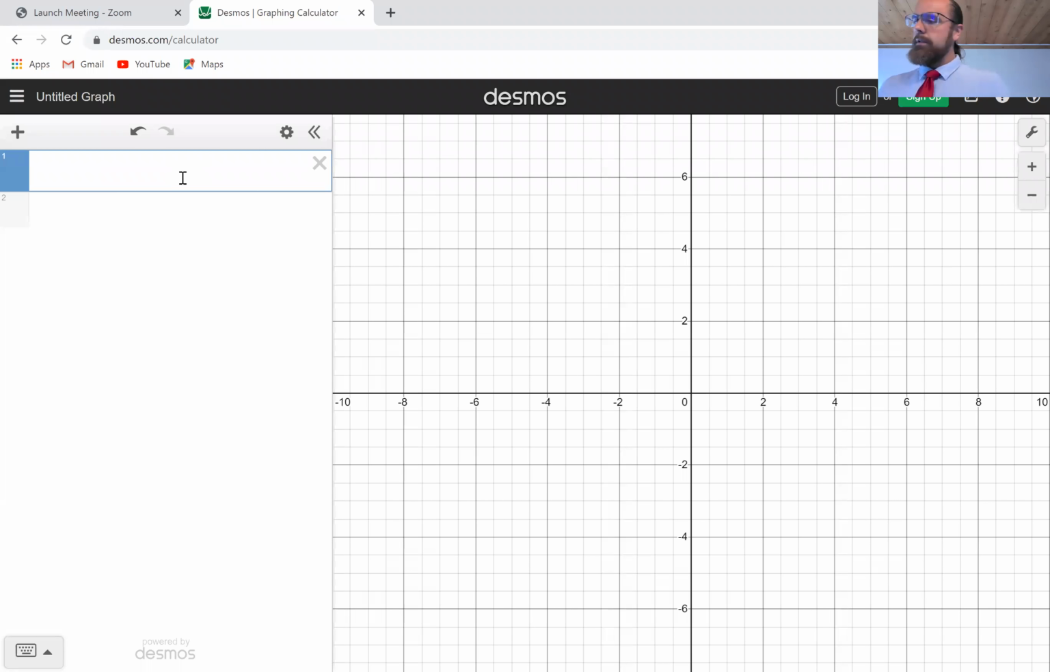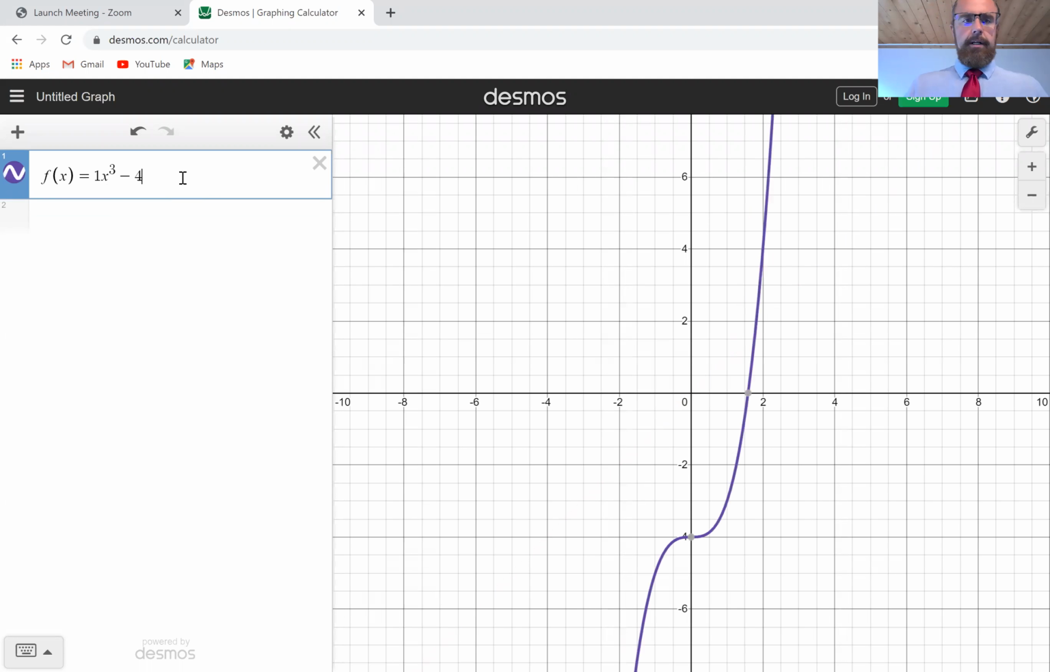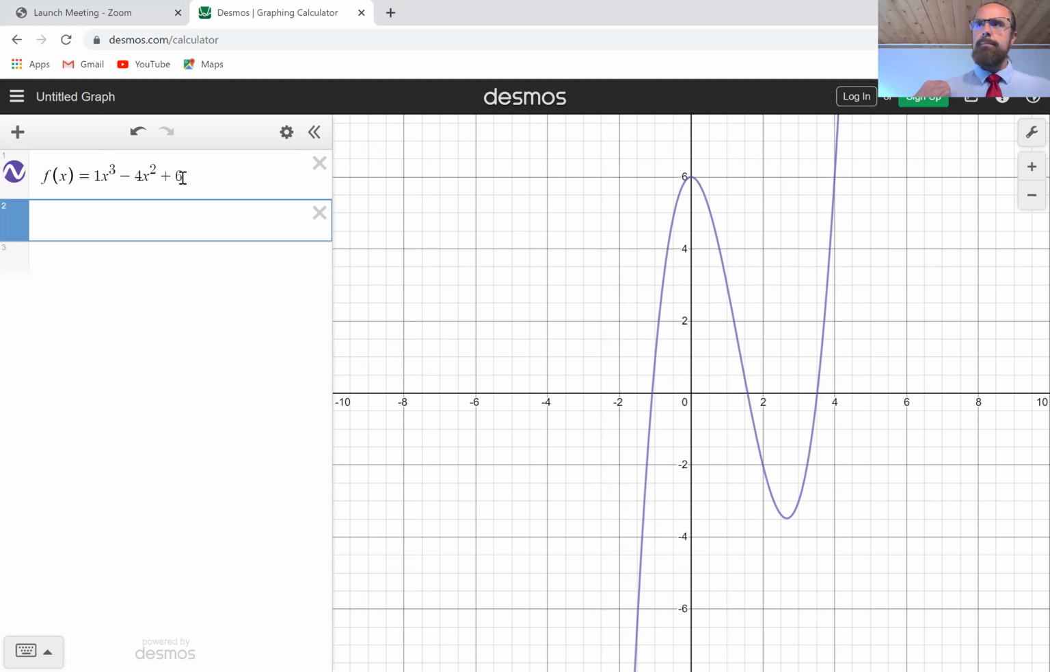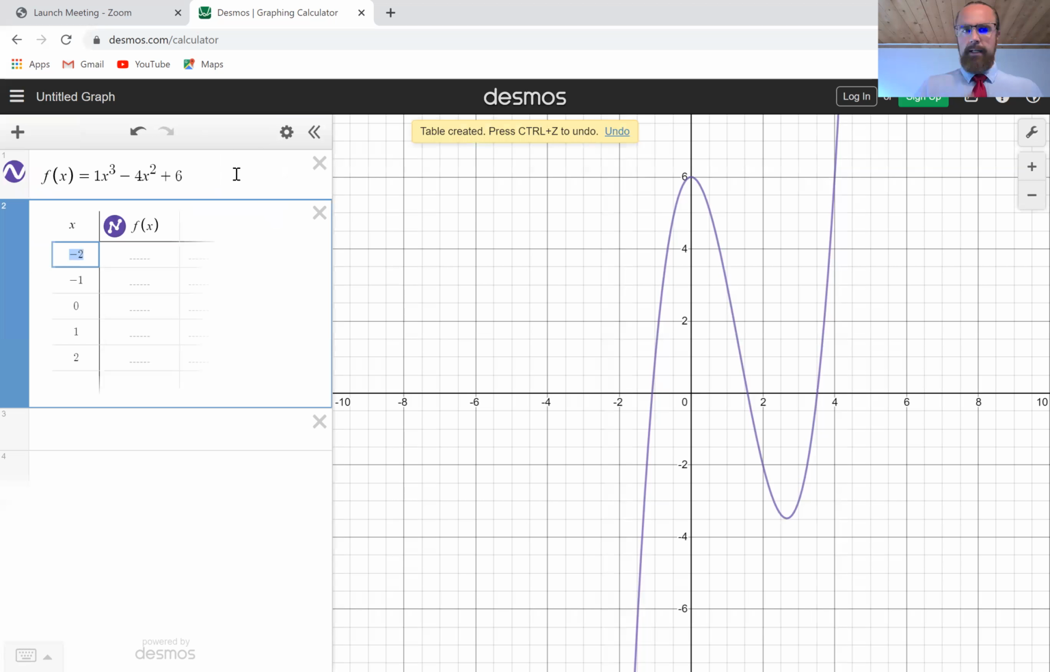So here I'm going to type in the function, which again is f of x equals 1x to the power of 3 minus 4x squared plus 6. So there's my function. I can see the graph there on the Desmos view, and it does essentially what we predicted. The left arm is going down, the right arm is headed up. There is a very exaggerated curve in the middle. So I want to get a table, and it looks pretty good.